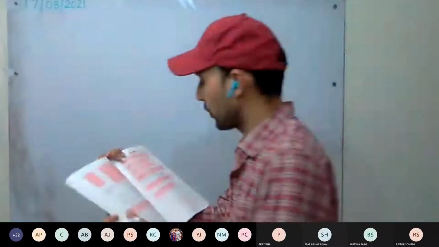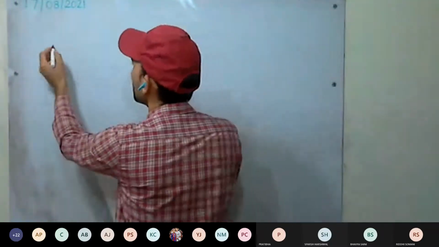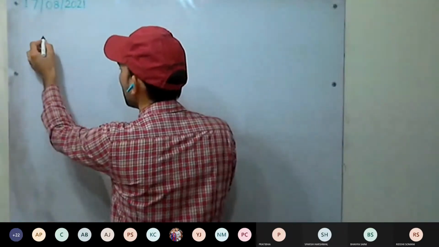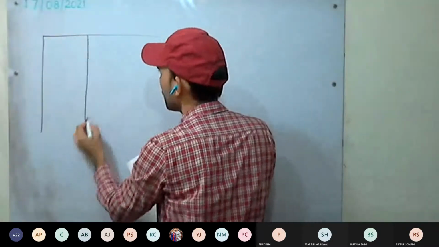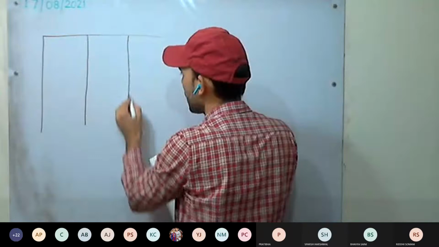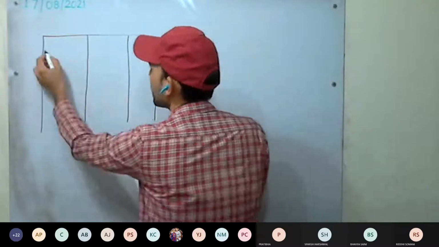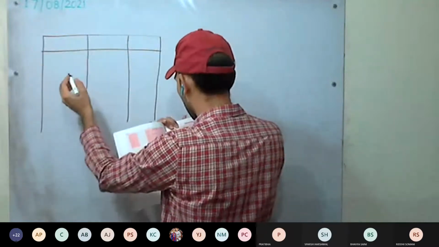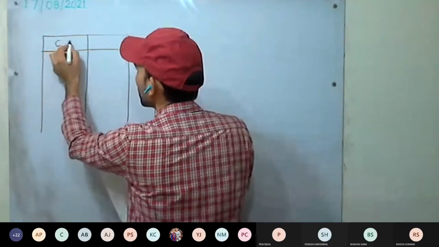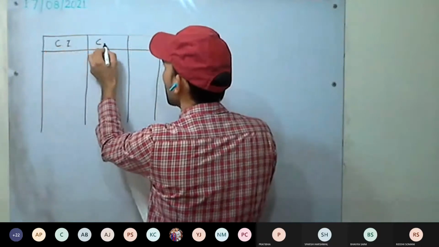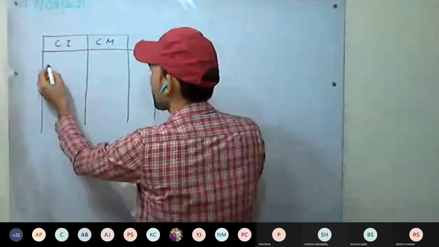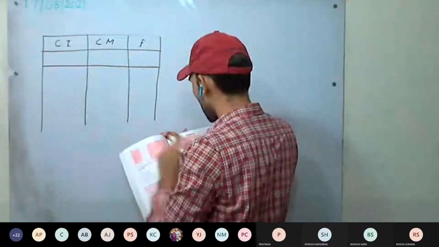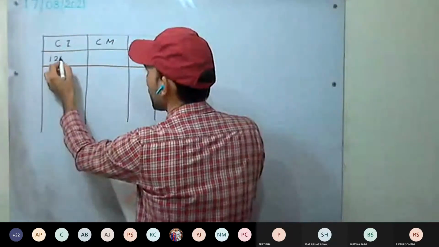Daily wages and number of workers. Daily wages in class intervals, class mark and frequency. Everyone keep doing it in your notebooks. Class intervals, class mark. So first class interval 125.